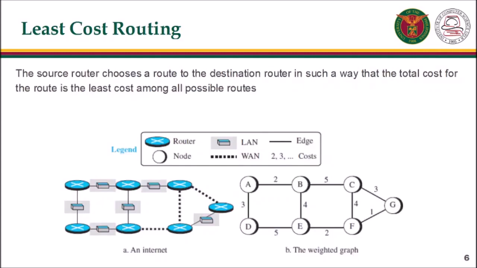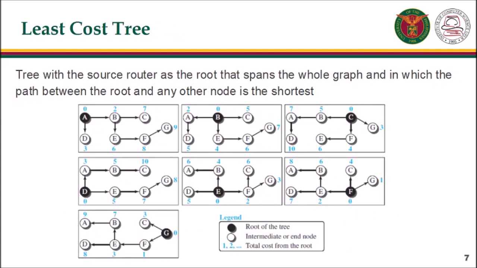When an internet is modeled as a weighted graph, one of the ways to interpret the best route from the source router to the destination router is to find the least cost between the two. In other words, the source router chooses a route to the destination router in such a way that the total cost for the route is the least cost among all possible routes. A least cost tree is a tree with the source router as the root that spans the whole graph and in which the path between the root and any other node is the shortest. In this way, we can only have one shortest path tree for each node.